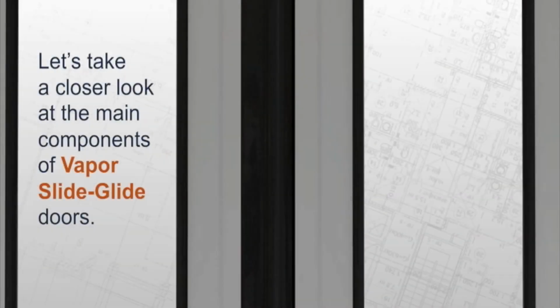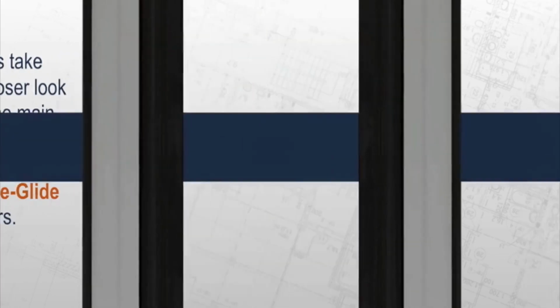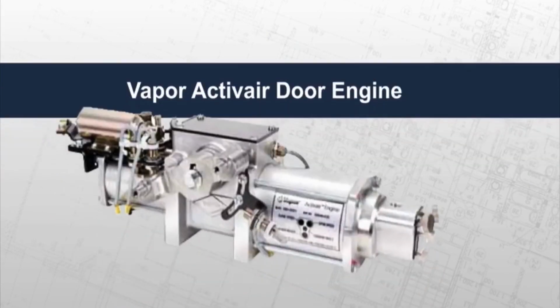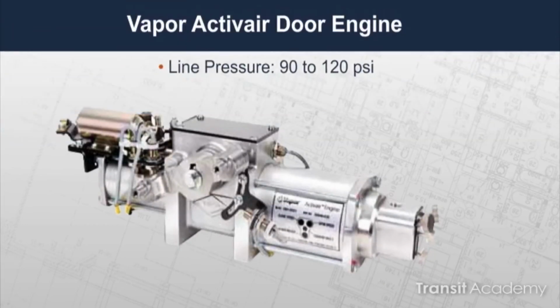Let's take a closer look at the main components of Vapor Slide Glide doors. The first component we'll discuss is the Vapor Activair door engine. The Activair door engine is what powers the movement of the Slide Glide doors. As we already discussed, it uses pneumatic energy with line pressure of 90 to 120 psi.